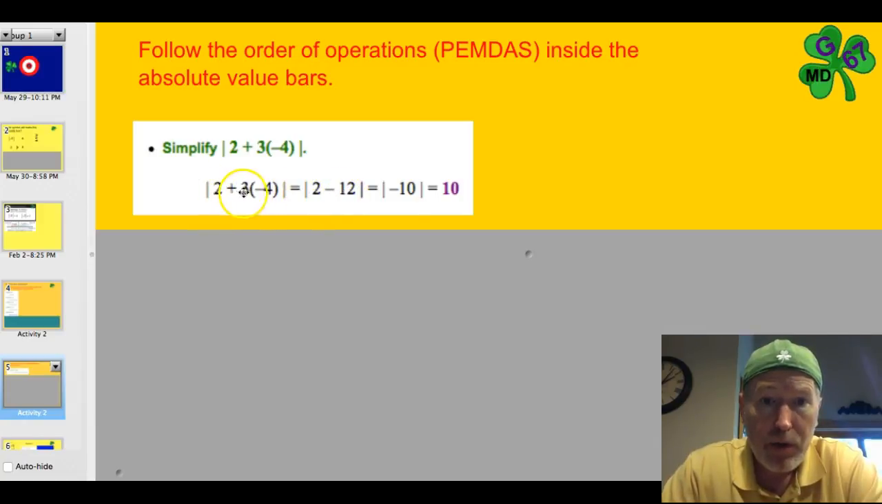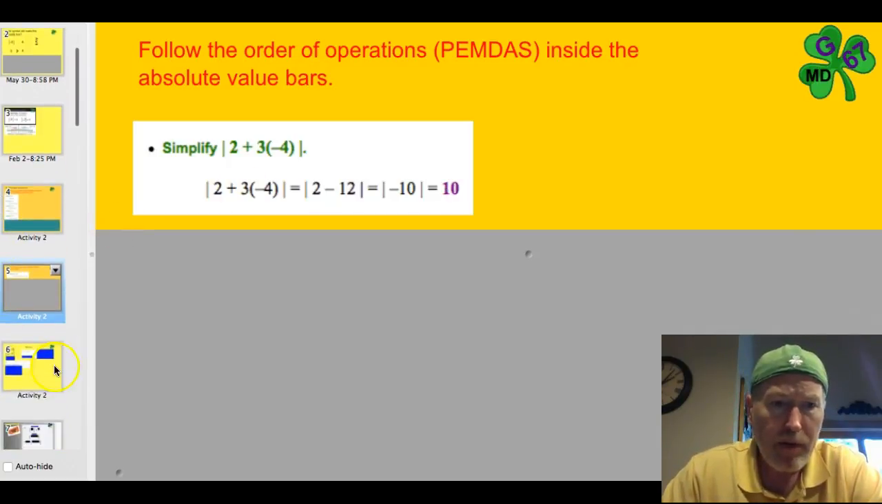So now we have 2, and we have either plus a -12 or minus 12. We know from our lessons on negative numbers, those are the same. So here's the 12, the -12, so it's 2 minus 12. The answer is -10. And of course, as an absolute value, the distance from 0, that is 10. Okay, perform the operations in order of operations first inside the absolute value bars, and then make your answer positive.